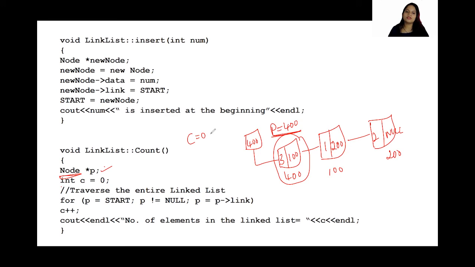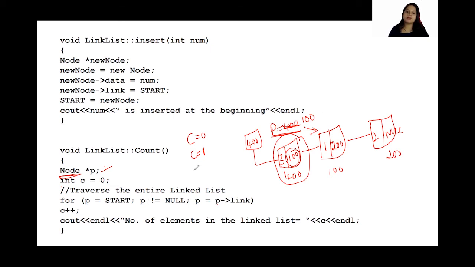Then what I'm going to do, I'm going to say c++, which means c is going to become 1. And I'm going to say p is equal to p link. So what is there in the p link? I have 400, isn't it? So this is going to become 100, which means it is pointing here right now. Again, I'm going to check if p is not equal to null. No, it is not equal to null.